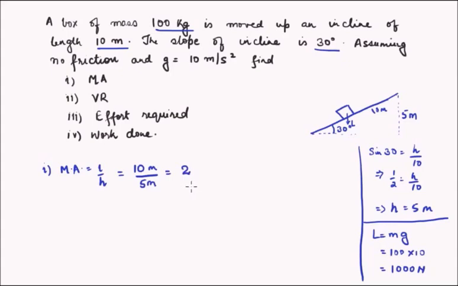Okay, now for the second part, velocity ratio we saw is the same relation as L upon H, and that will be same as 2. So the velocity ratio is also 2, which means that the load will move twice as fast as the effort.